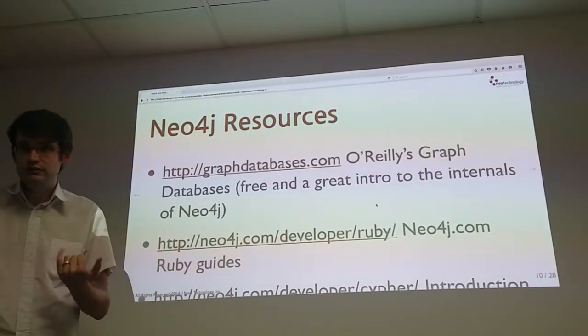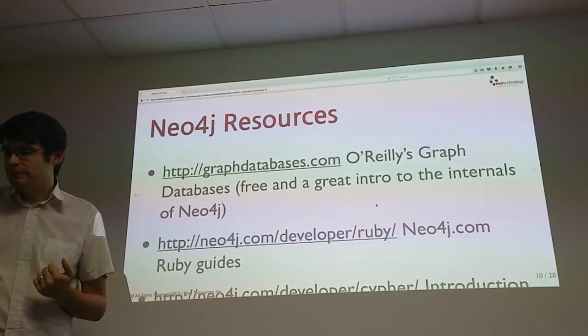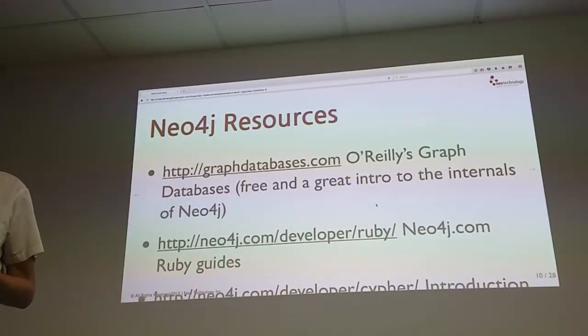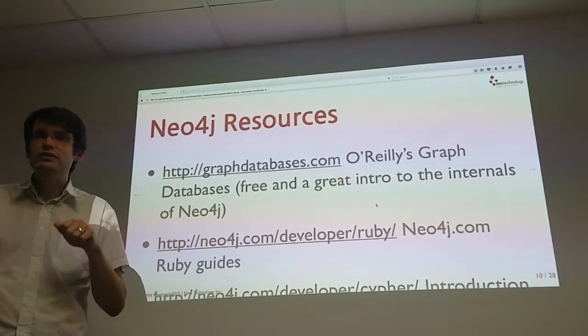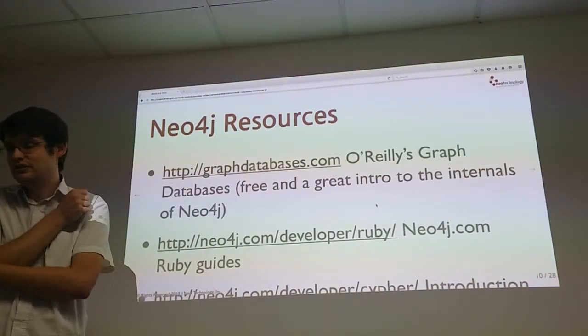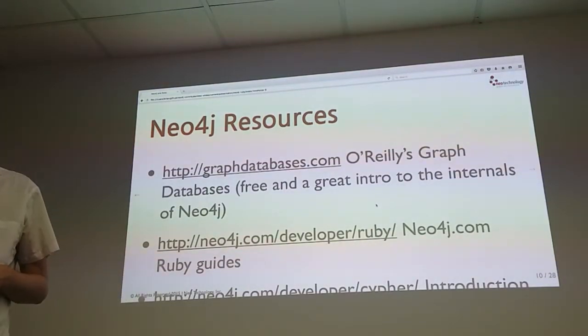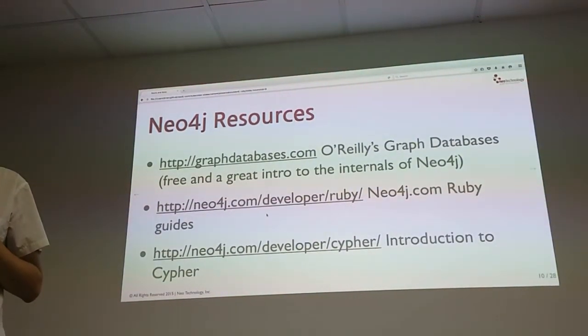Okay. So some resources. That's a very basic Cypher introduction, and like I said, I'll look at some Cypher in a minute. There's a free book at graphdatabases.com, which goes into the details of some of the stuff I've been talking about, with direct references between nodes and properties and relationships on disk, and how it can be fast without having to scan everything. So that's a good book to get an introduction to Neo4j. There are also some good developer pages on Neo4j.com for Ruby and for Cypher, if you need more information.